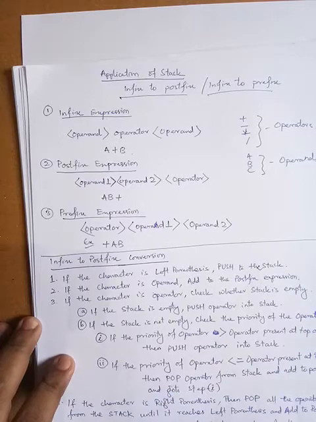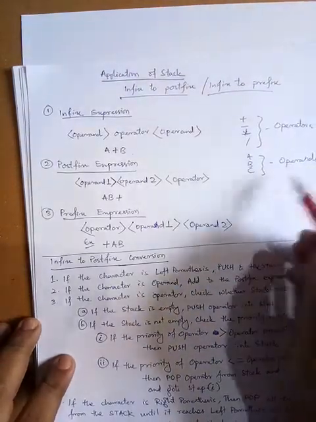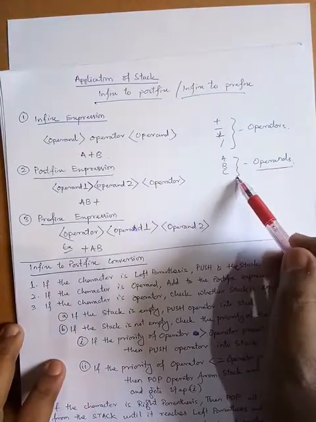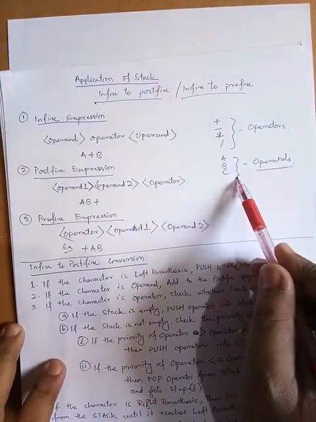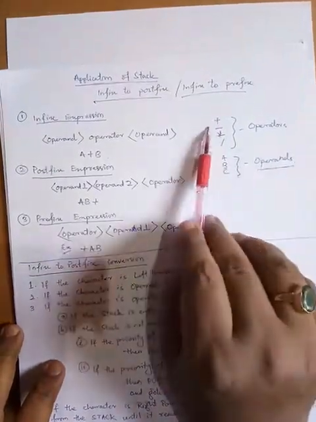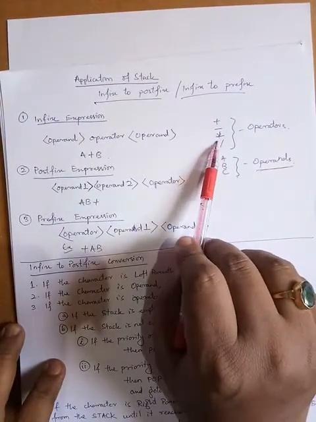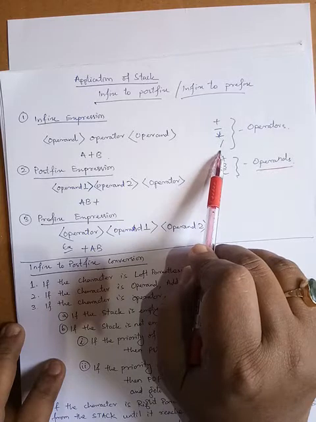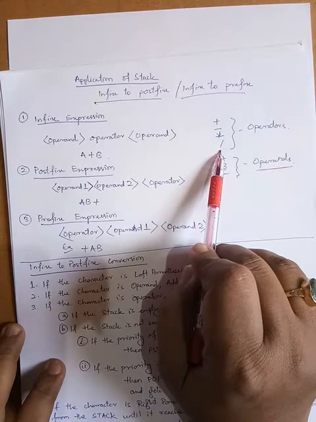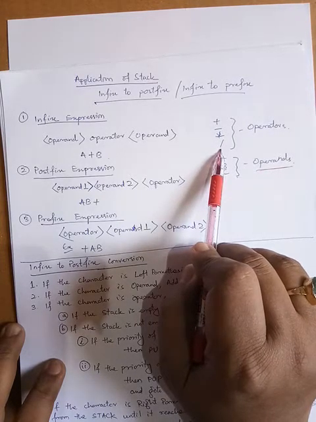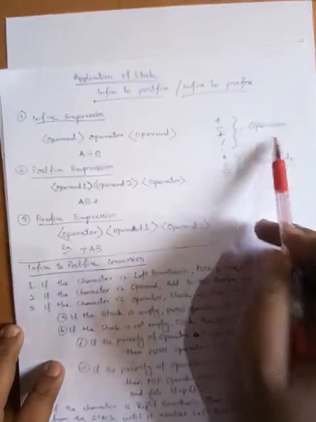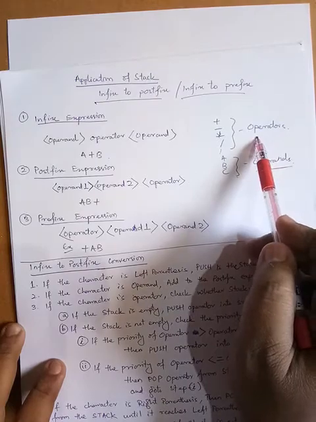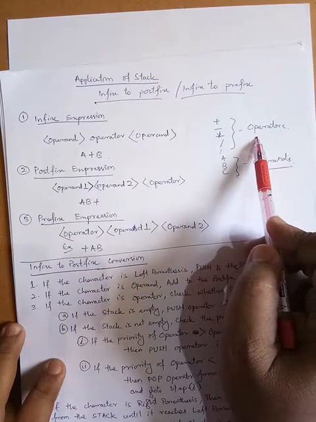Expression means it contains operands and operators. The operands are like A, B, C, D. And the plus symbol, the subtraction symbol, the multiplication symbol, the division symbol, which is the slash, and also the power symbol, these are the operators. So combinations of operands and operators are called expressions.